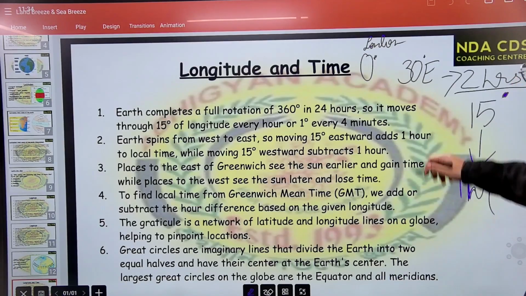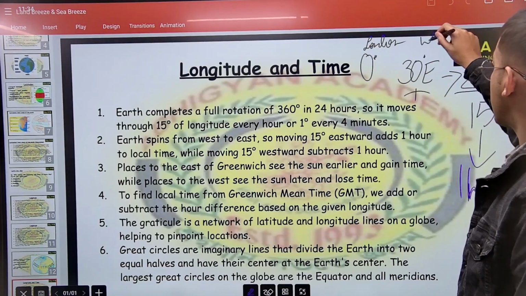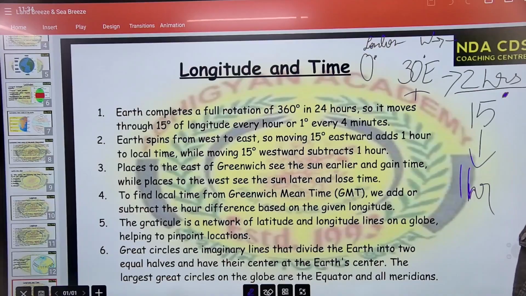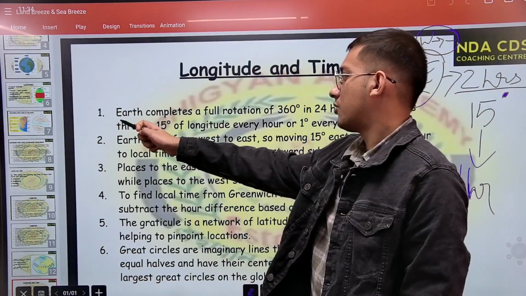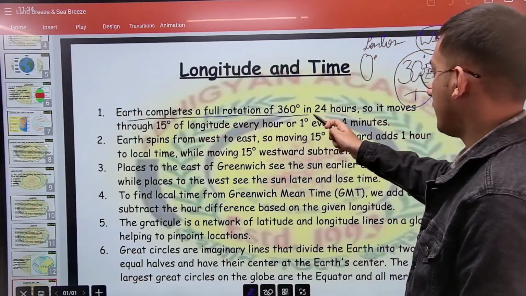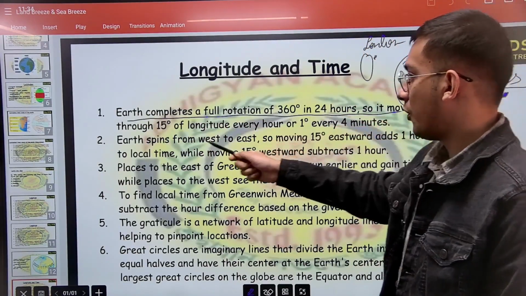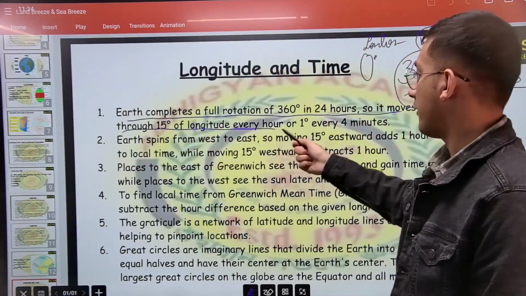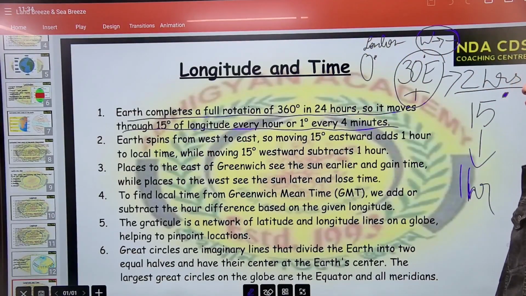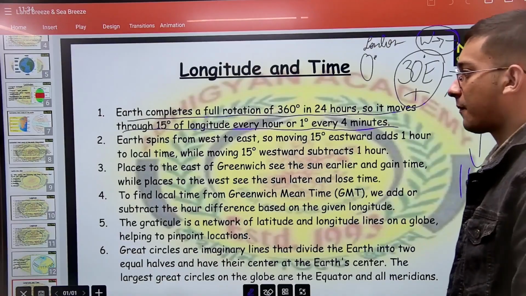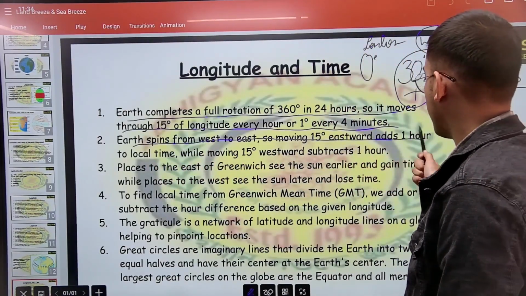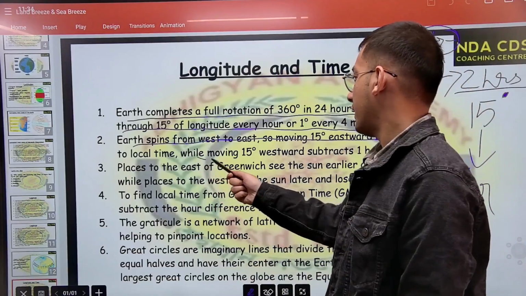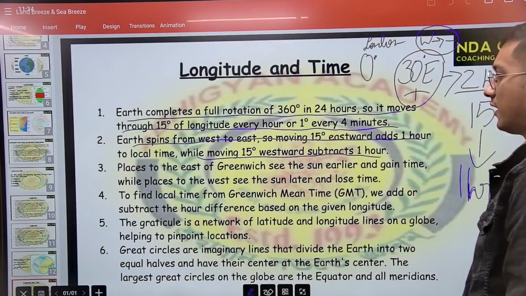On the east we gain time, on the west we lose time. This is something you have to remember. Earth completes a full rotation of 360 degrees in 24 hours. So it moves through 15 degrees of longitude every hour, or 1 degree every 4 minutes. Earth spins from west to east, so moving 15 degrees eastward adds 1 hour, while moving 15 degrees westward subtracts 1 hour.